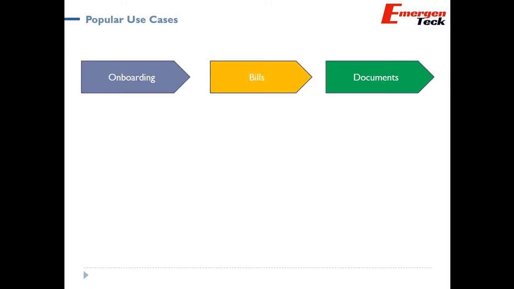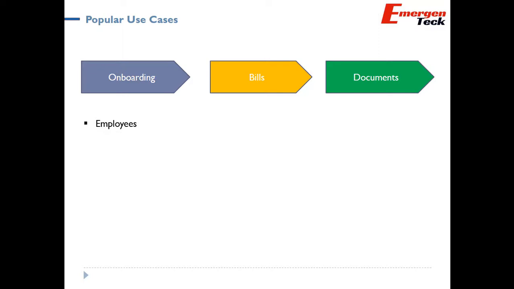So let's get started. But before that, let me remind you, OCR is a combination of hardware and software that helps enterprises streamline their processes by transforming unstructured data to structured data in order to create a world without data entry. That's the OCR objective. The most popular use cases you will find in enterprises are number one, onboarding, number two, bills, and number three, documents.